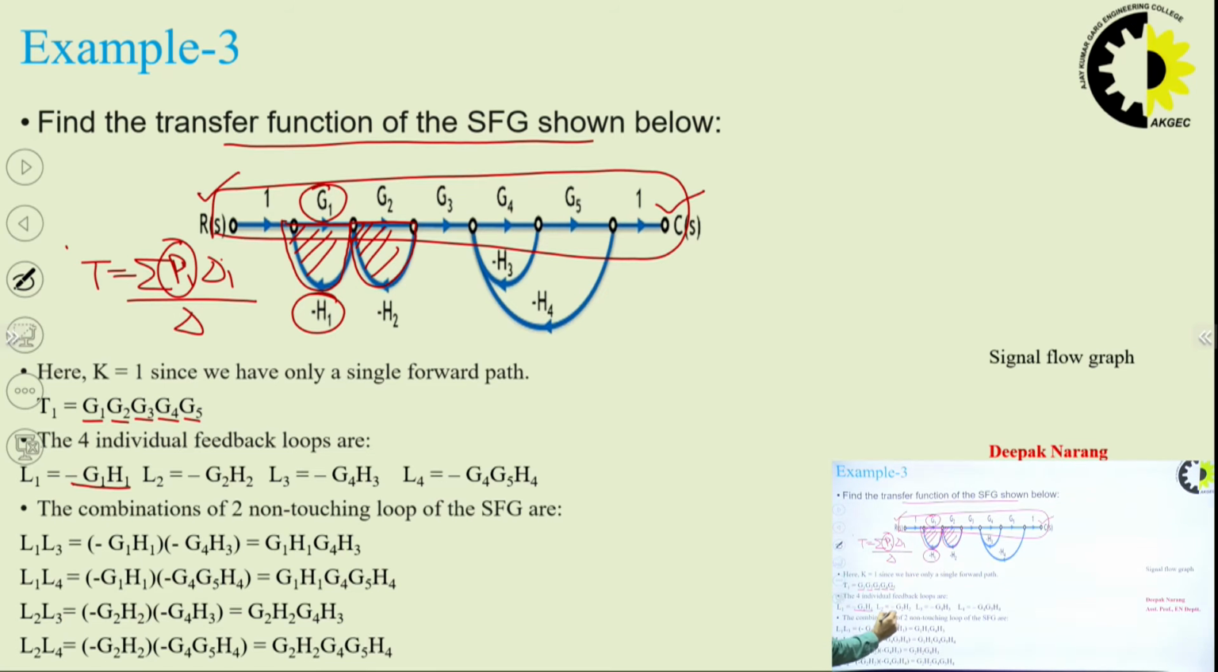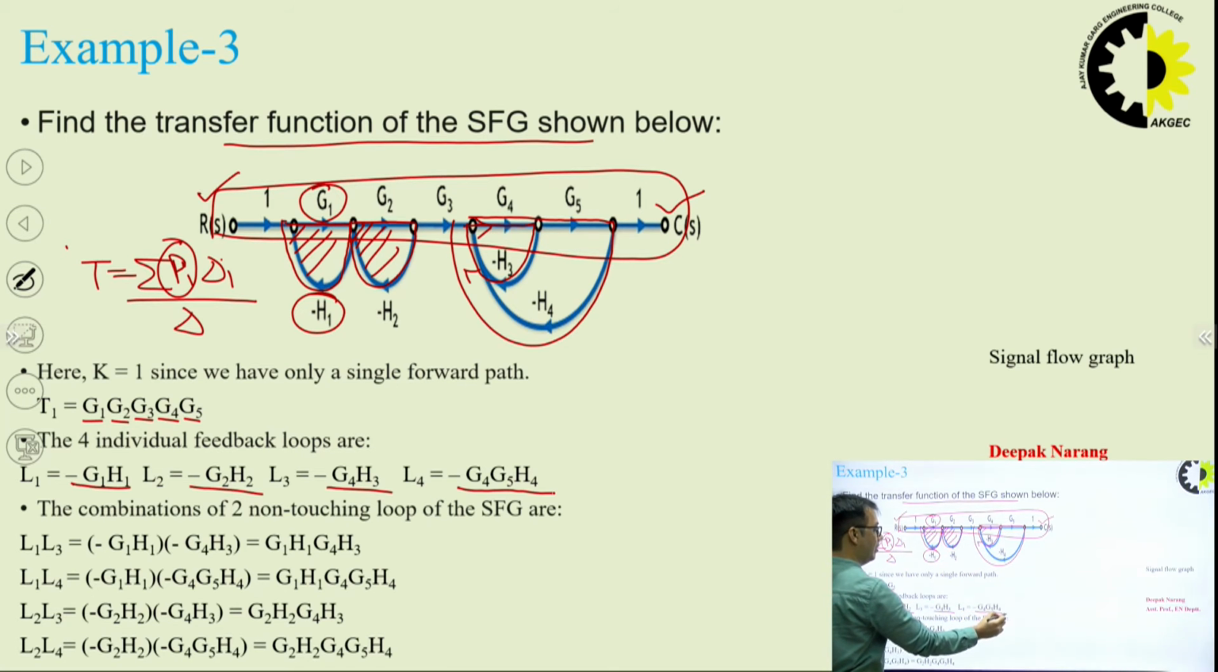Its gain is minus G2 H2. Our third loop is this, so G4 and H3. Next loop we can see G4, G5 minus H4. So this is our loop number 4. G4, G5, H3.